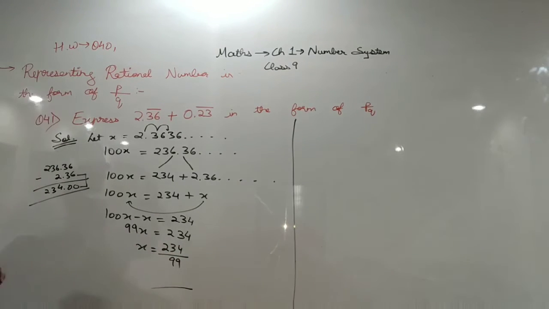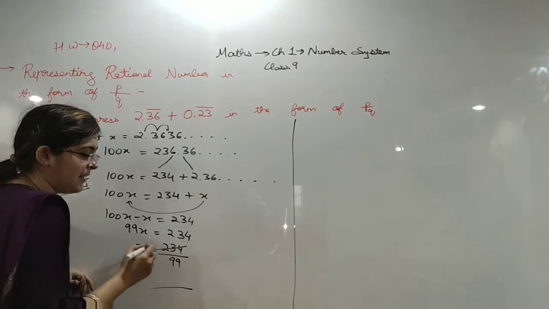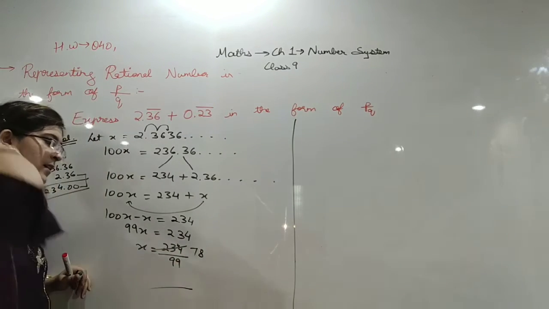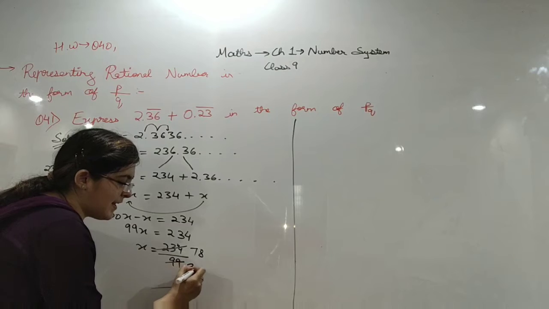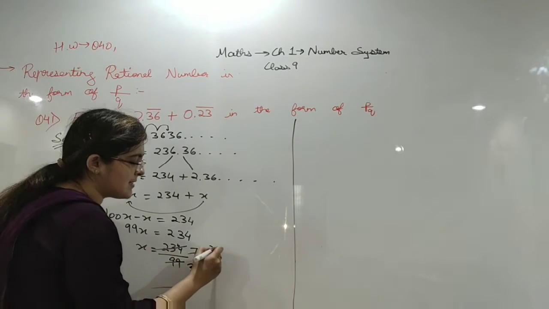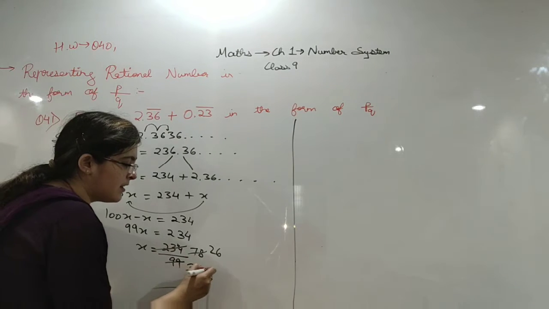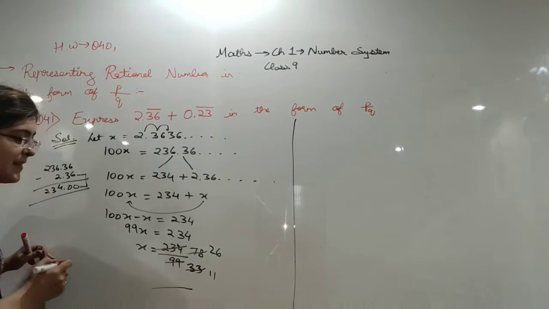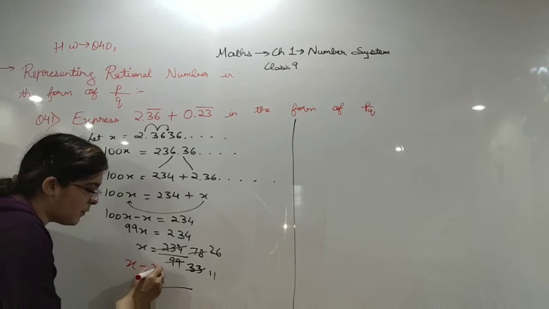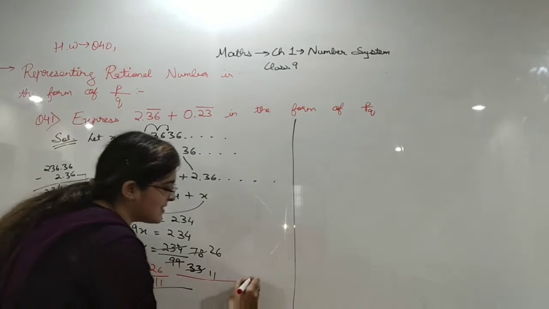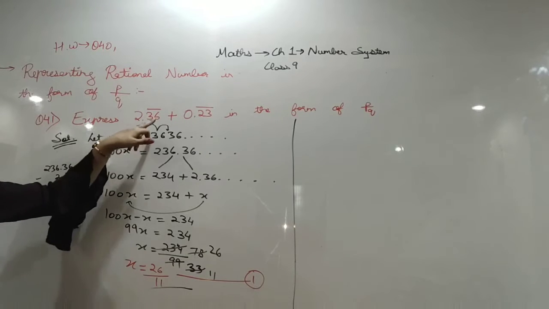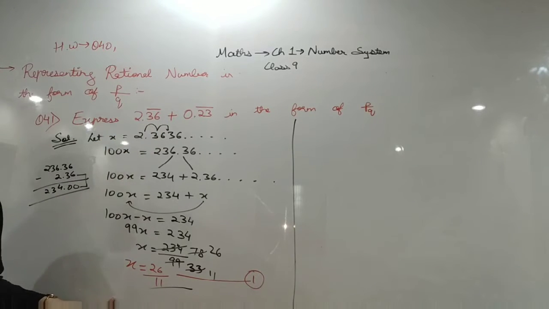By which number it will go? It will go by 3. 3 sevens are 21. 3 eights are 24. 3 threes are 9. 3 threes are 9. Again it will go by 3. 3 twos are 6. 3 sixes are 18. 3 ones are 3. 3 ones are 3. So finally what do we got? We got x is equal to 26 by 11. This is our equation 1. Why? Because we have taken only our first number 2.36 bar.